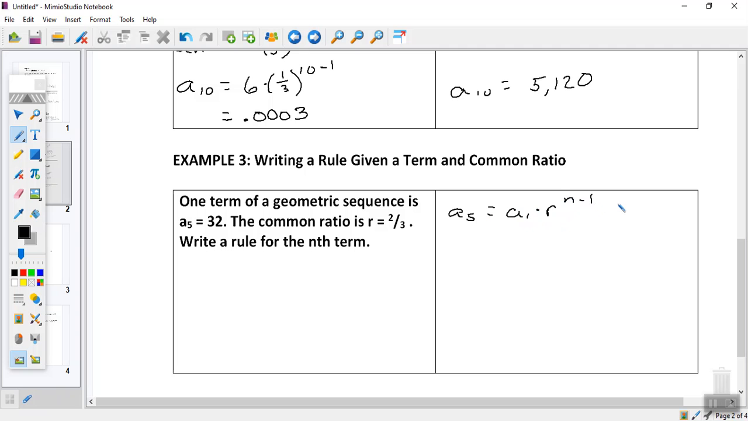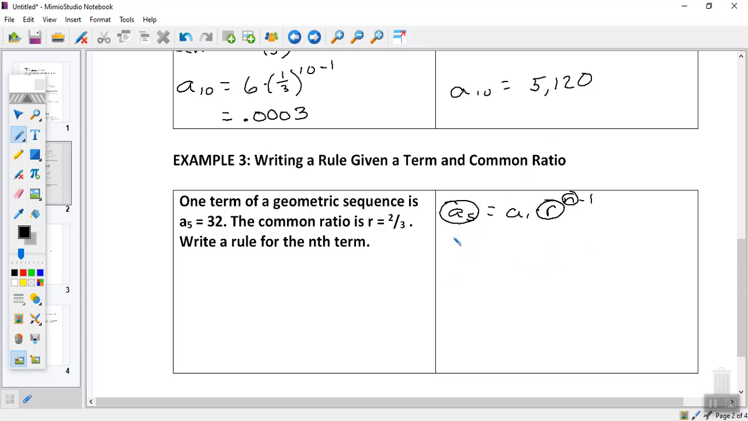Of all the variables up there, what can we plug in for? The n would be what value? 5. So we can find a value for n. We know we're dealing with the fifth term, right? What else could I plug in? R, because that's the what? Common ratio. What else could I put in up here? Fifth term, A5. We know that. So what don't we know up here we're going to have to solve for to be able to write a rule for the nth term?